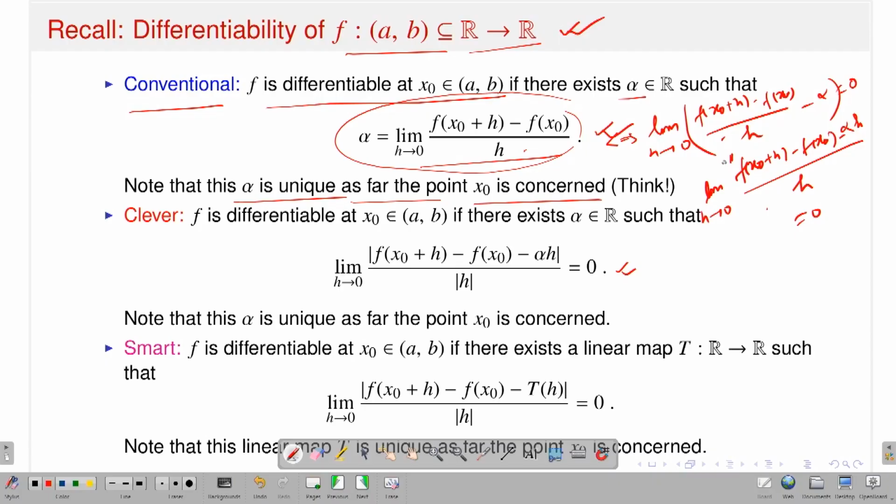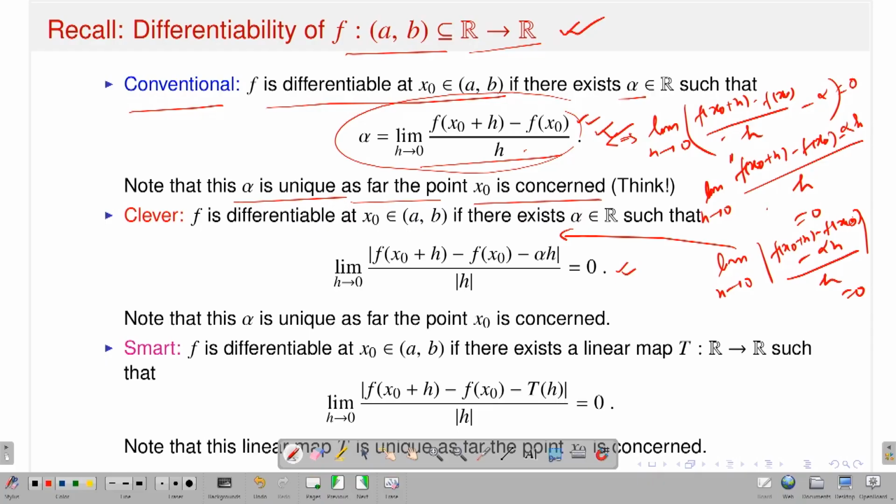So, that means this is nothing but, so this is the same as, you can say, limit h approaches 0 of modulus of f of x naught plus h minus f of x naught minus alpha h, divided by h, that goes to 0, and that is exactly equal to this, right. So, that means you take the mod in the numerator. Earlier I was looking at the derivative in this way, but now I would like to see it in a different way.